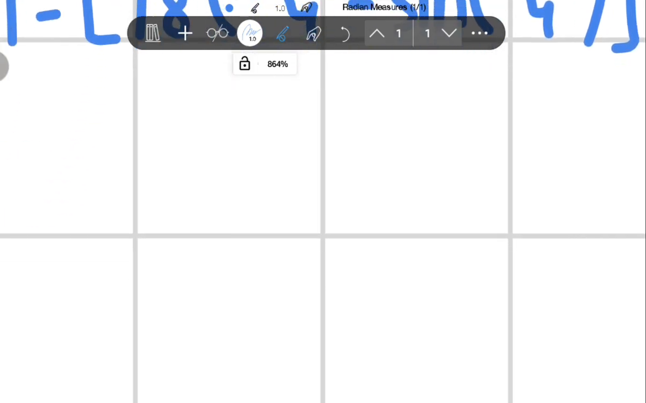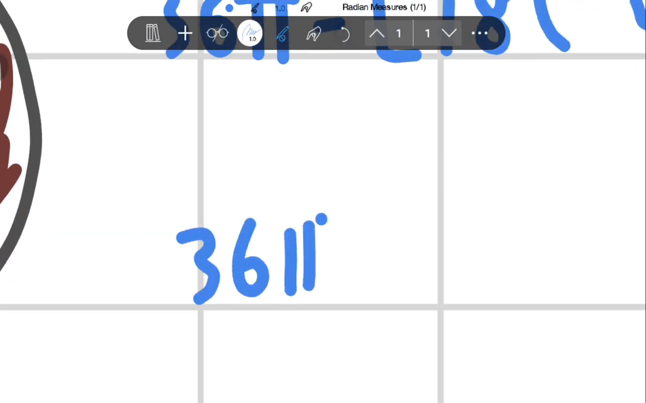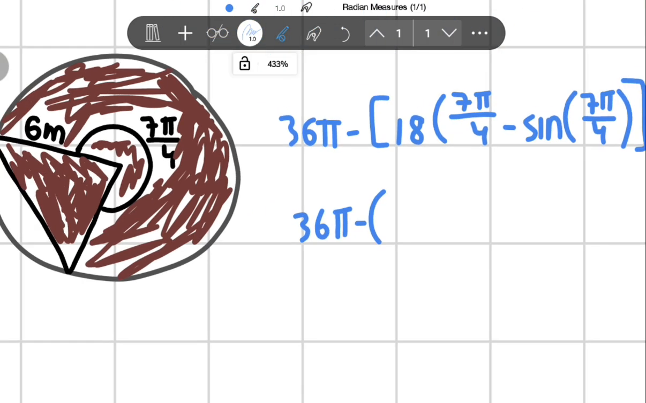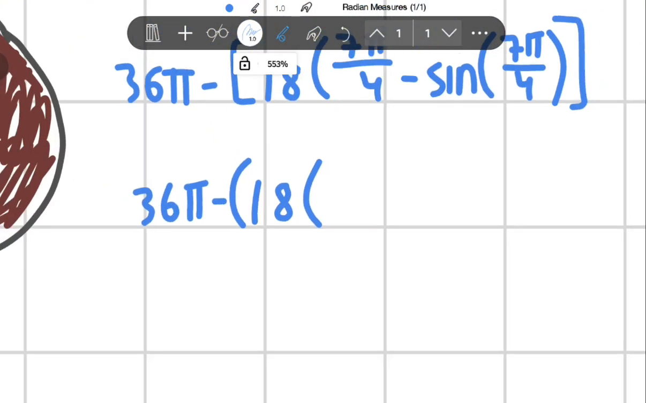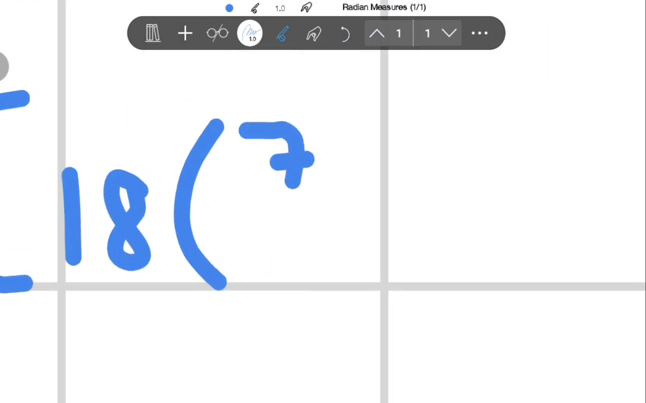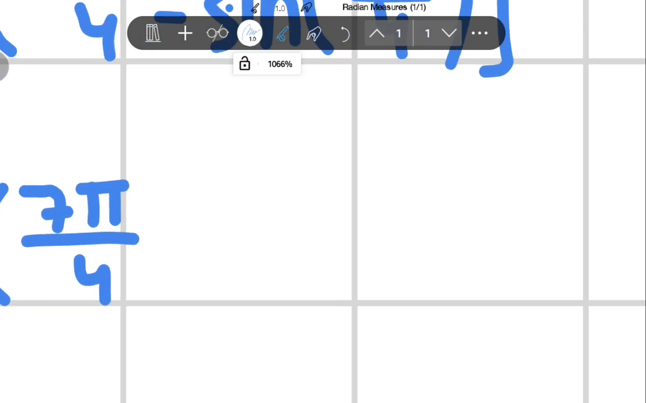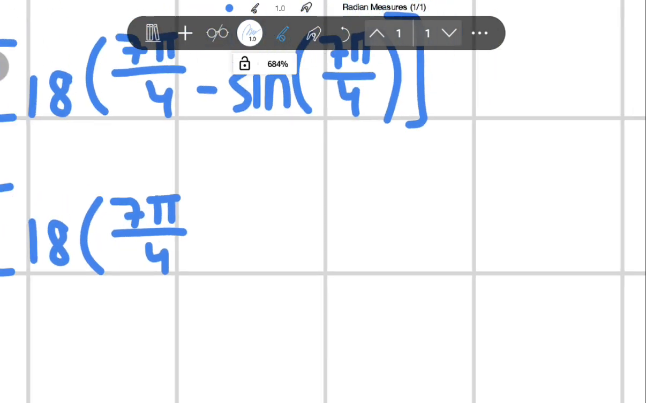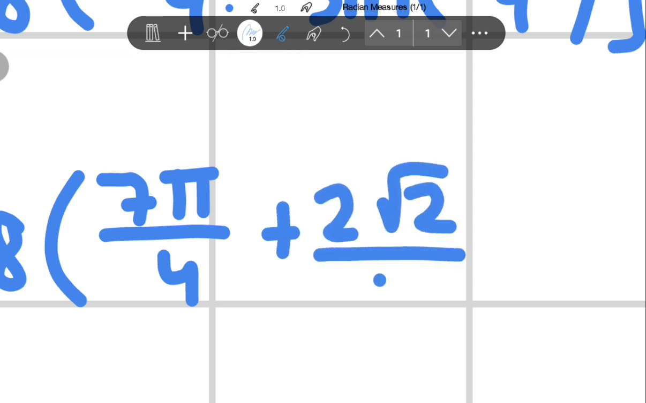If we were to simplify that, it will be 36 pi minus 18 times 7 pi over 4, and the sine value of this is actually negative root 2 over 2, so the negatives will cancel out each other, and we'll be left with positive root 2 over 2.